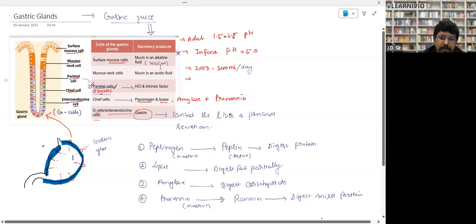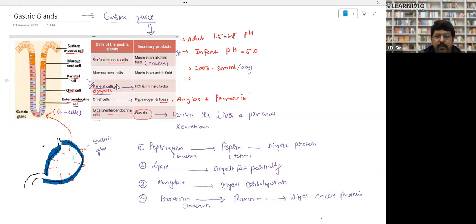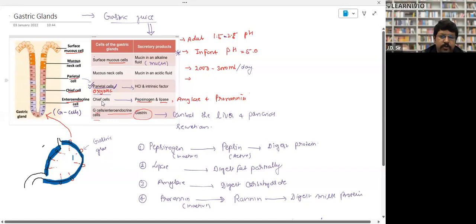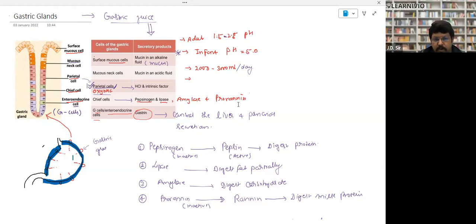So do one thing, Martin. First, note down this way. Mucus cell secretes mucus. I'm dictating. Mucus cell, make an arrow, secreting mucus. Parietal cell or oxyntic cell secrete HCl and intrinsic factor. Chief cell secretes pepsinogen, lipase, amylase, and prorenin. And G cell secretes gastrin. Note down quickly.